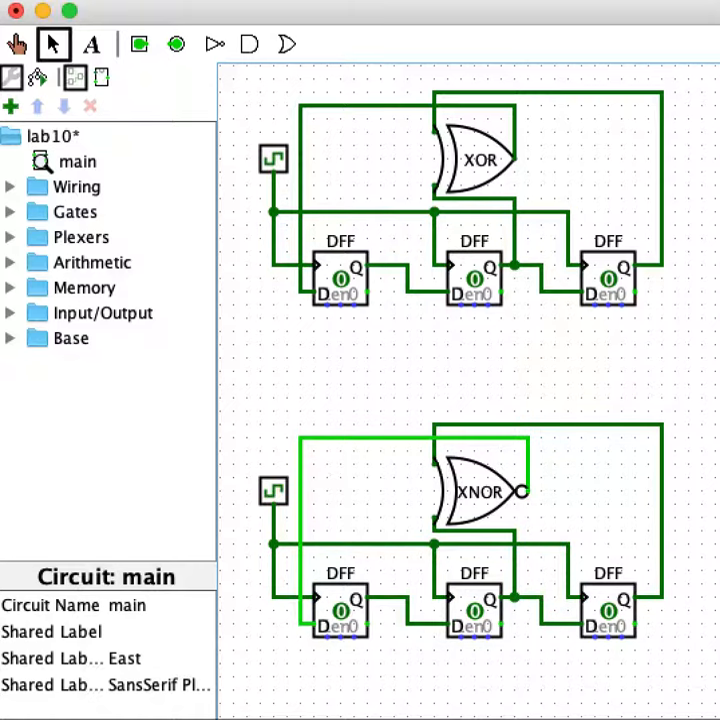3 zeros. Whereas with the XNOR gate, we see that the 1 is able to just be transferred from the first flip-flop to the second and then to the third. And then the second and third flip-flop outputs will serve as the inputs for this XNOR, and then that output feeds back into the first one.